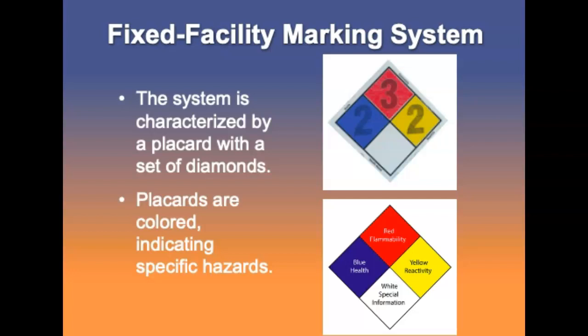So the red is a fire hazard, the blue is a health hazard, white is specific information, yellow is a reactivity hazard, and each small diamond is rated on a scale of 0, which is no hazard, to 4, which is a severe risk.